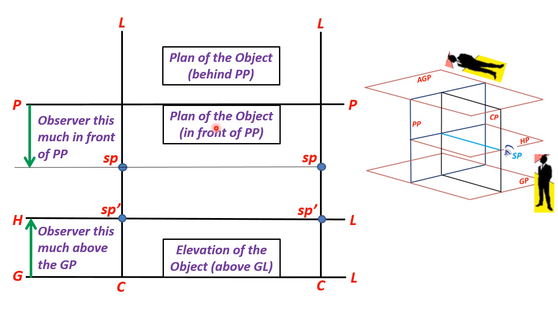If the observer is on the right side of the object, then you can find the station point's top view here and the station point's front view here. If it is right in front of the object, then you can draw the central line here, and also you will get the station point's top view here.